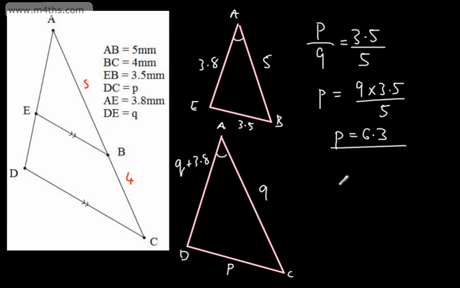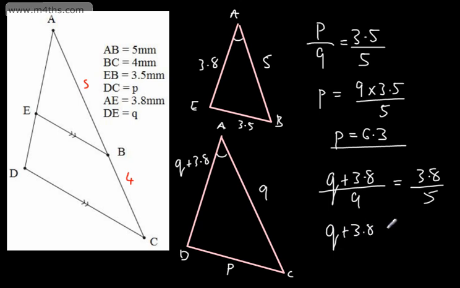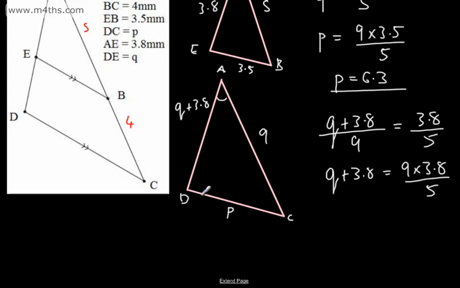Now we need to do Q, so we can say that Q plus the 3.8 over 9 will be equal to the 3.8 over 5. Just taking this one over this one has got to be this one over this one. I was kind of hoping that this would be a bit more challenging. So that's going to give me that over that, and then I just need to subtract the 3.8.